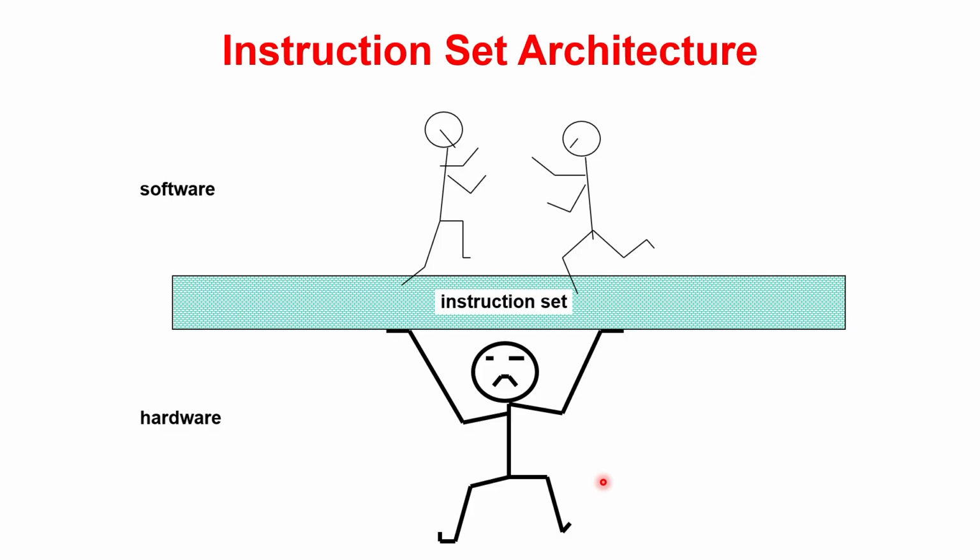So this ISA is like a contract. Software promises to use only instructions defined in the ISA, and hardware promises to implement those instructions correctly. So the software never needs to know how the ALU works inside, and the hardware never needs to know what the original C code looks like.